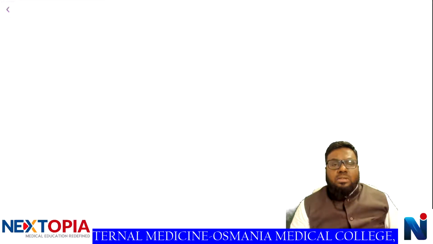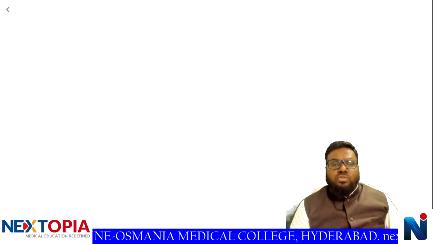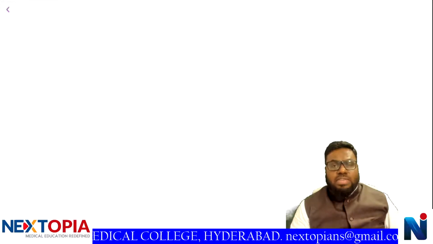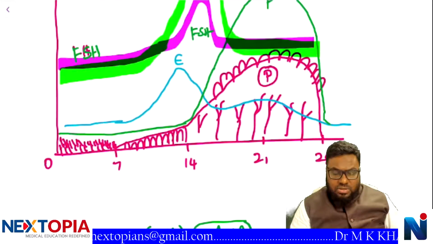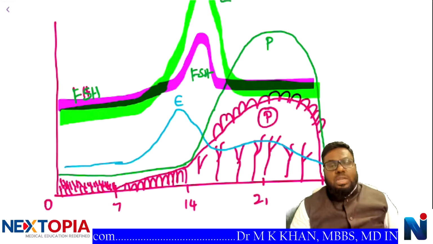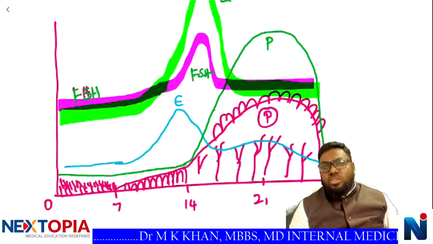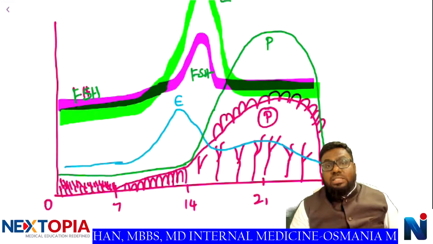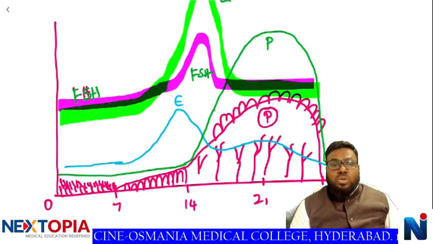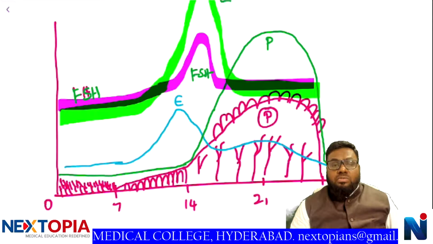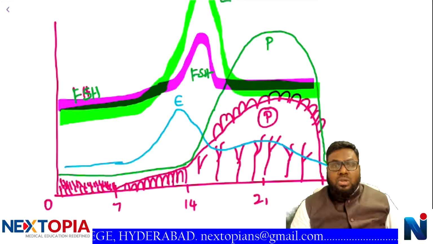So rising levels of estrogen, there is a rise of estrogen levels in the initial phase of the cycle. Is it not? I have drawn the graph. So these rising levels, you can see the blue line here, estrogen. So these rising levels of estrogen are responsible for LH surge. Please remember this point.